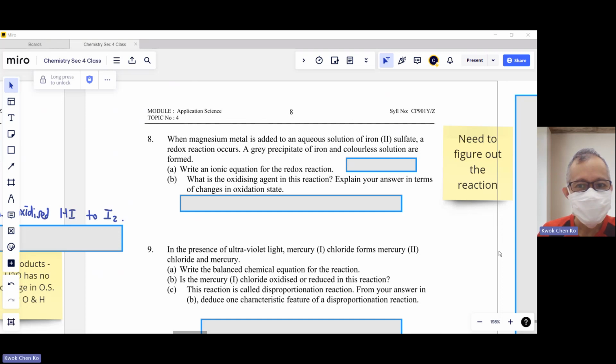So you're saying in terms of change, it oxidized Mg to MgSO4 from oxidation state of 0 to +2. What's the explanation again? FeSO4 is the oxidizing agent. It oxidizes Mg to MgSO4 from oxidation state of 0 to +2. Let me see again. Mg to MgSO4.